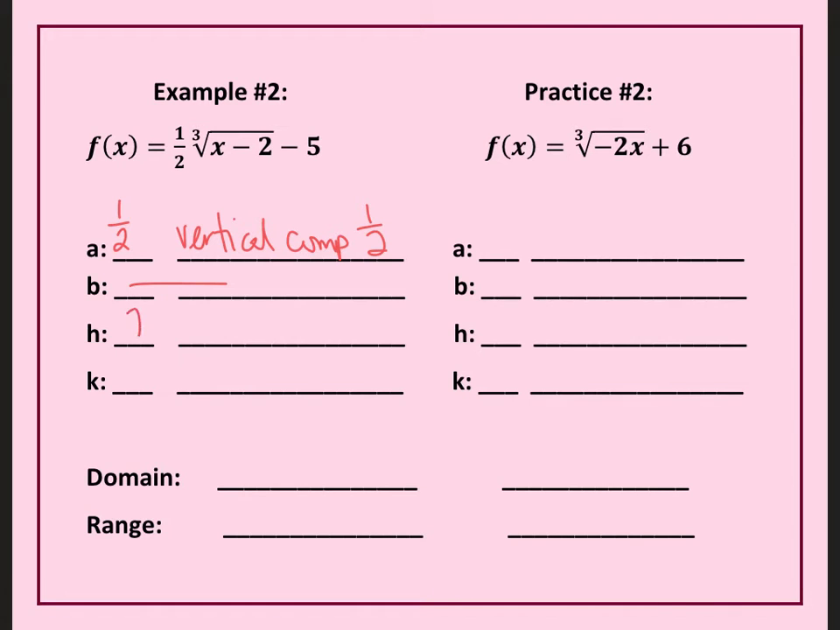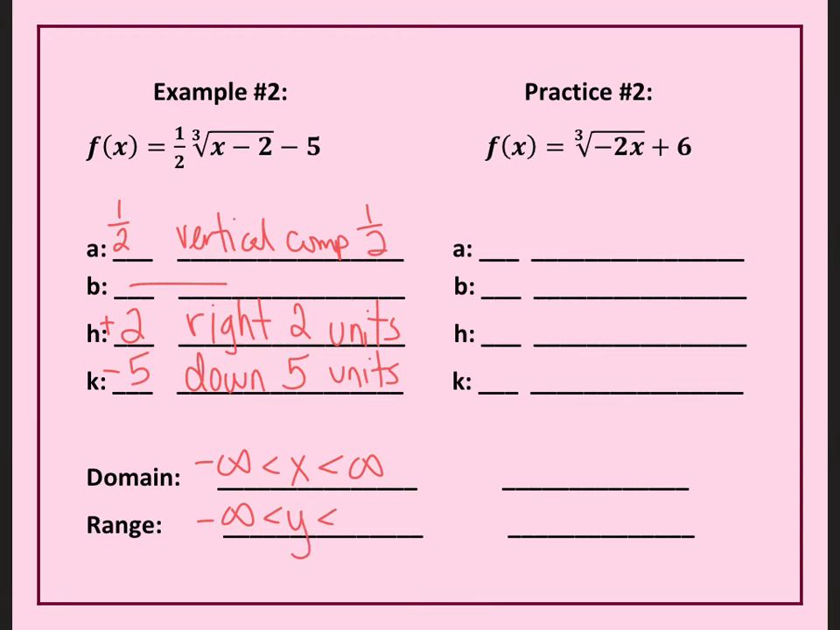The h value, we always change the sign, so it's a positive 2. This graph is being shifted to the right 2 units. And the negative 5 at the end tells me this graph is actually shifting down 5 units. So you can say this graph translates down 5 units. My domain has not changed. I'll write this one in inequality form. Negative infinity is less than x is less than infinity. And for the range, it's a y instead of an x.